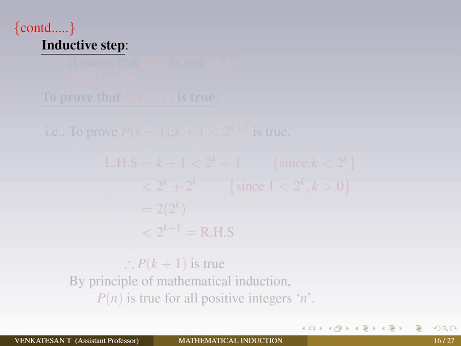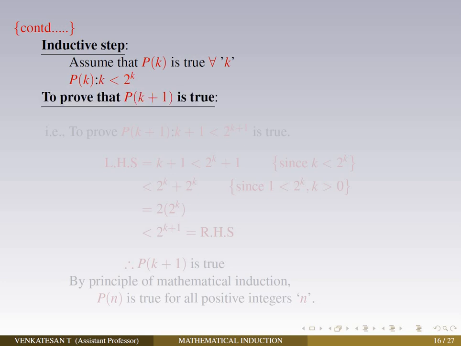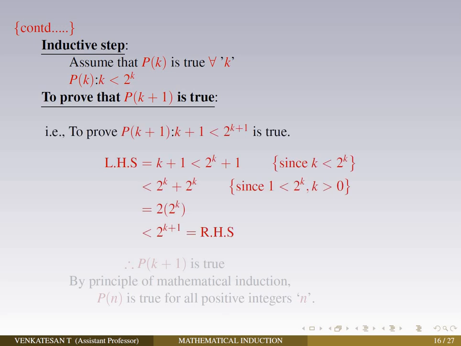In the inductive step, I assume that P of k is true for all positive integers k. That is, P of k: k less than 2 power k. I want to prove P of k plus 1 is true. That is, to prove that k plus 1 less than 2 power k plus 1 is true. I consider the left hand side here. My left hand side is k plus 1 now. I want to derive that it is less than 2 power k plus 1.